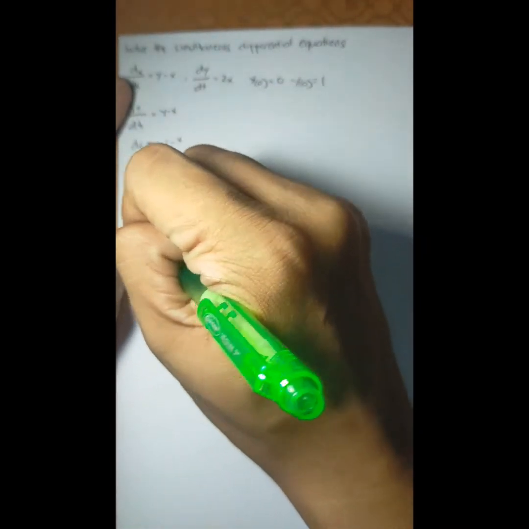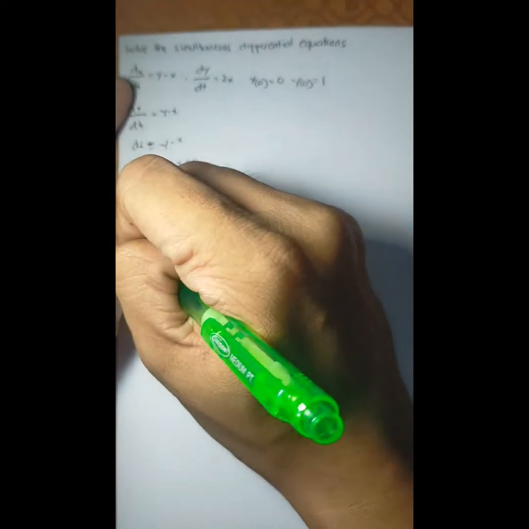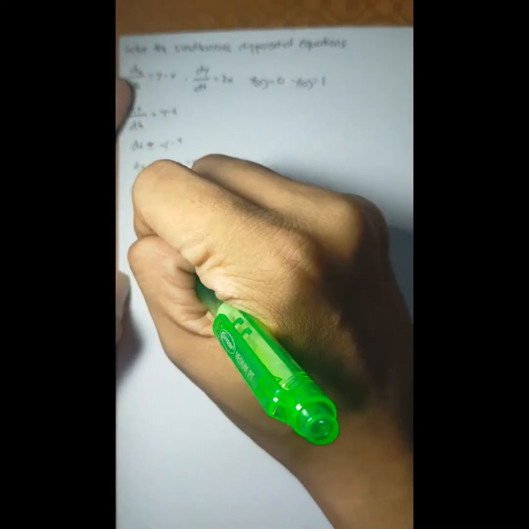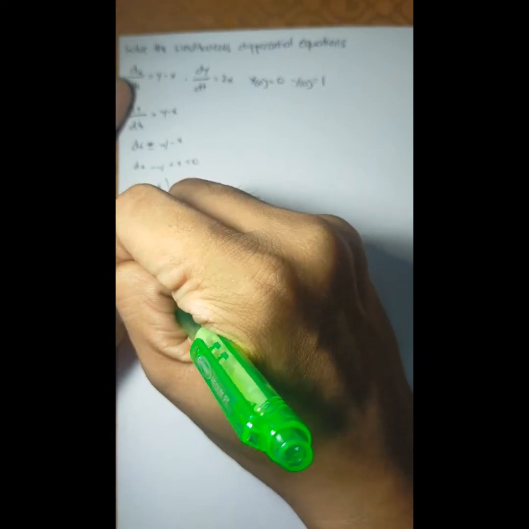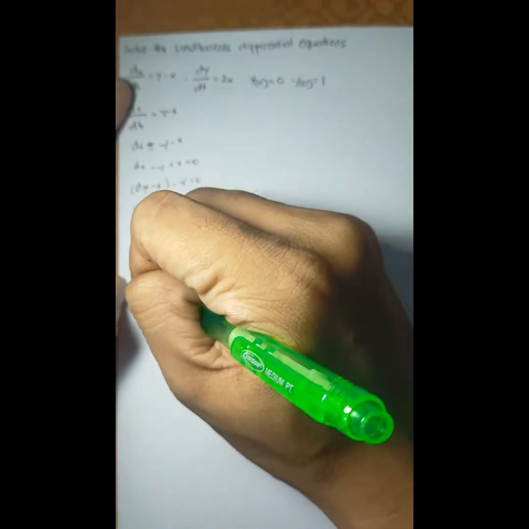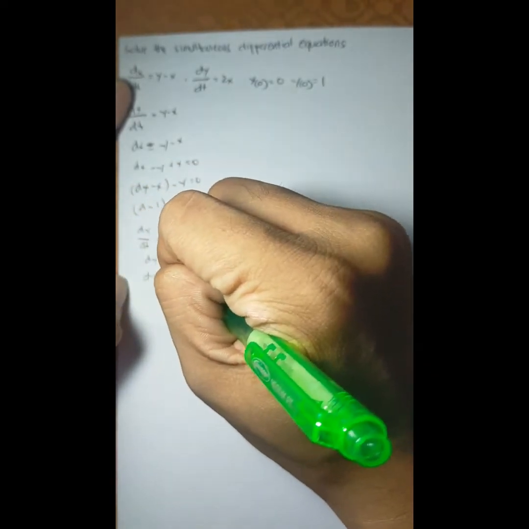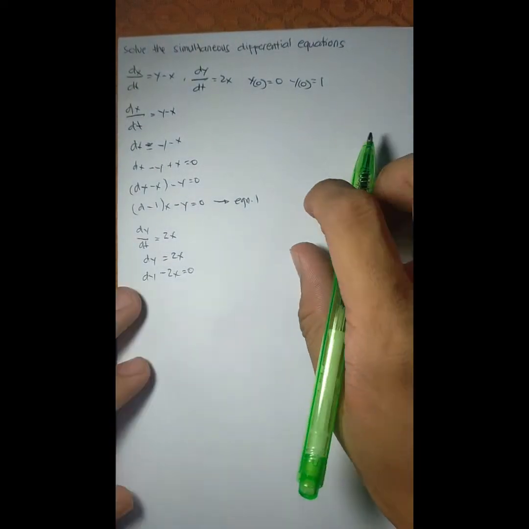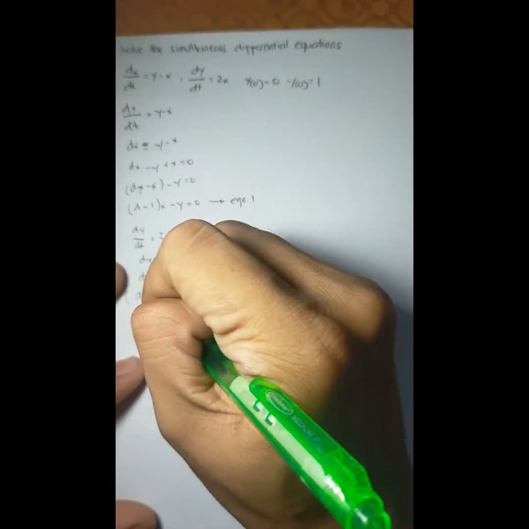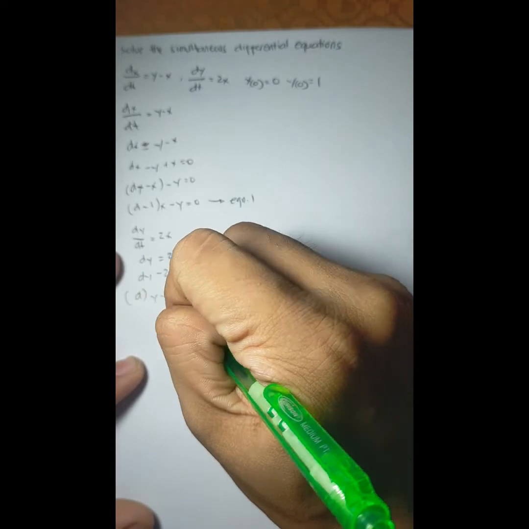And for equation 2, we have dy over dt is equal to x, our dy is equal to x, dy minus x is equal to 0, our dy minus x equals 0.